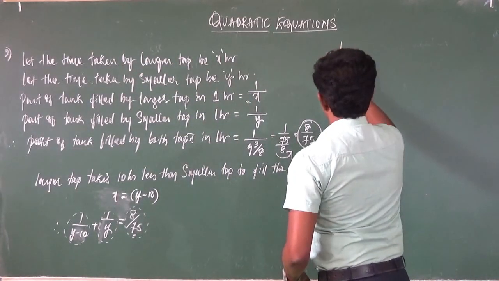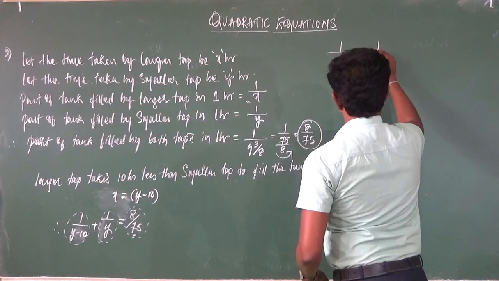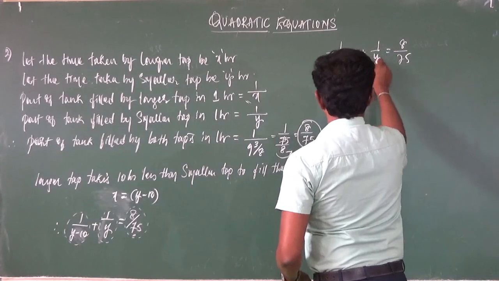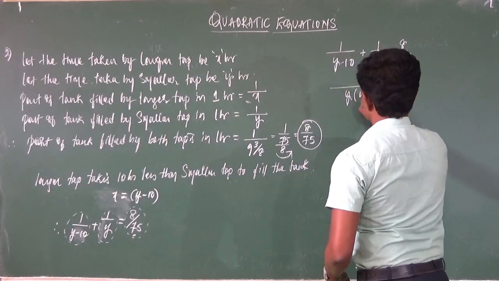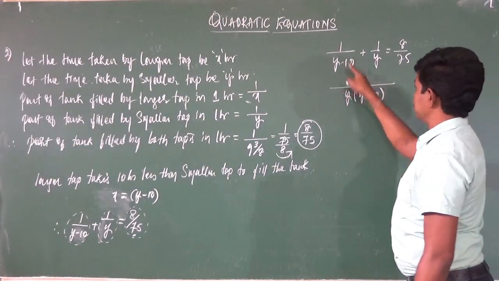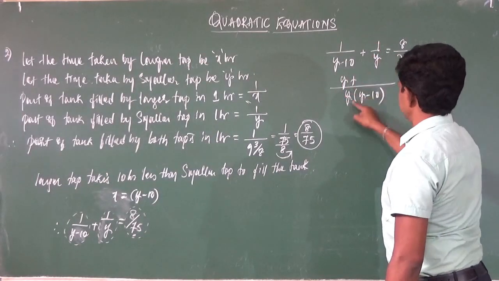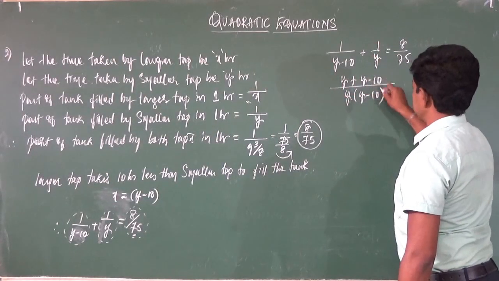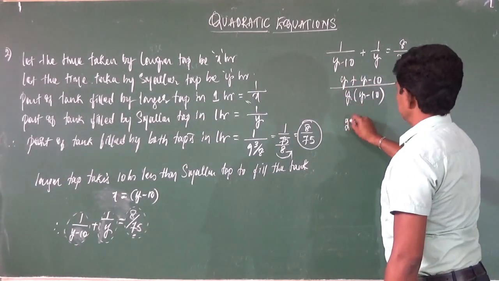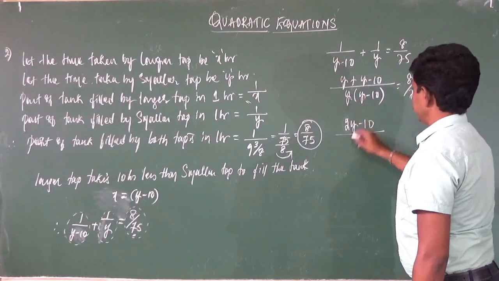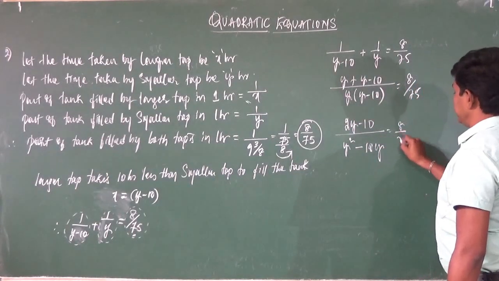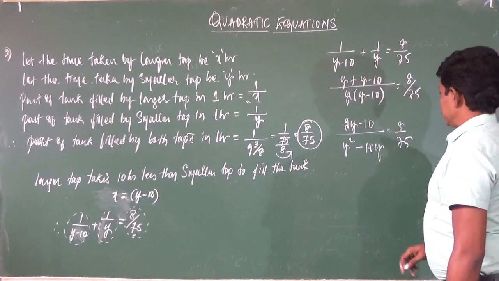So 1 by y minus 10 plus 1 by y is equal to 8 by 75. The LCM of y minus 10 and y is y into y minus 10. So 1 by y minus 10 into this, y minus 10 cancels, so 1 into y is y, plus 1 by y into this, y and y cancel, so y minus 10. So y plus y is 2y minus 10, by y into y is y square, y into minus 10 is minus 10y, is equal to 8 by 75. So let us go with cross multiplication.